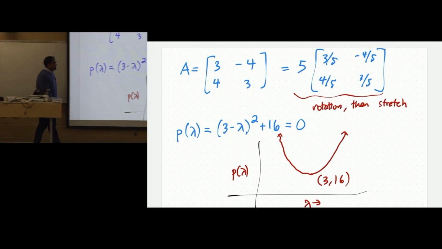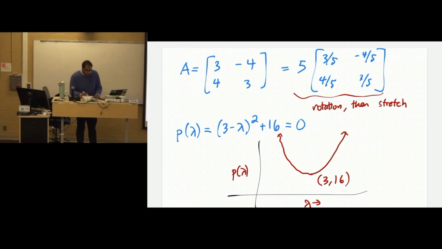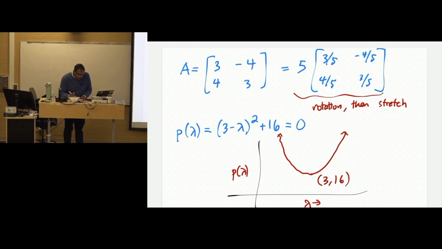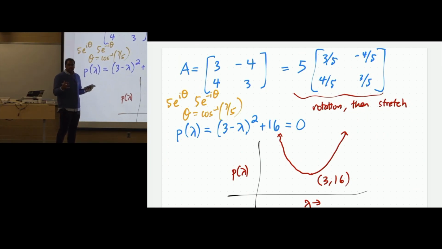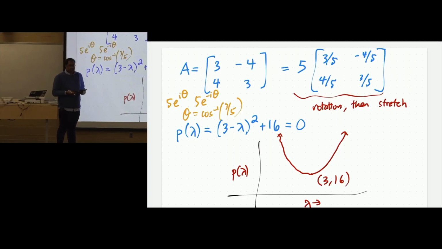Now, if you're familiar with complex numbers from some other class, then the complex valued eigenvalues in this matrix are of the form 5e^(iθ) and 5e^(-iθ), where theta is whatever angle corresponds to this rotation. I think cosine inverse of 3/5. Not a relevant fact for us, but if you happen to know what that is, it could be interesting. But we're not going to talk much about complex numbers, other than that eigenvalues could be complex.